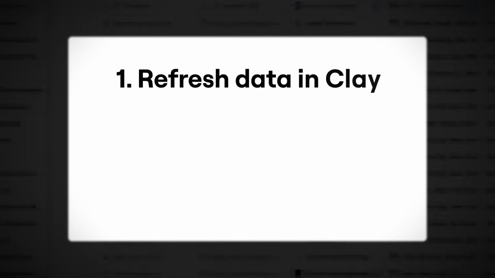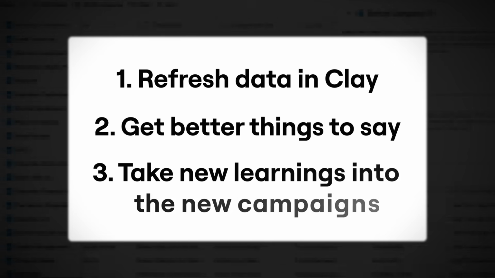Across all of our campaigns, email 1 is the most important. If you keep sending email 4, 5, 6, 7, 8, you're most likely just going to be annoying the person and you're going to get marked as spam. Send 3 emails, and when you go through that list, then just reuse the list. You are about to email them 9 times anyway. It's just all the same thing. You can refresh your data in Clay, get better things to say, and take new learnings into the new campaigns. Keep those campaigns at 3 emails max.